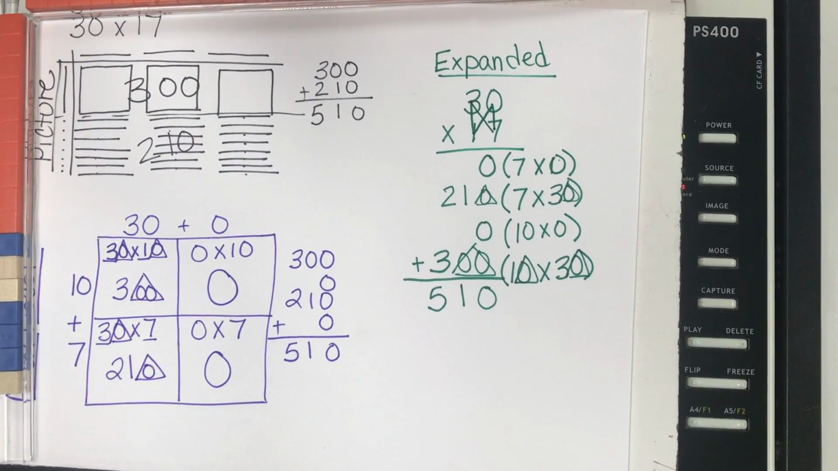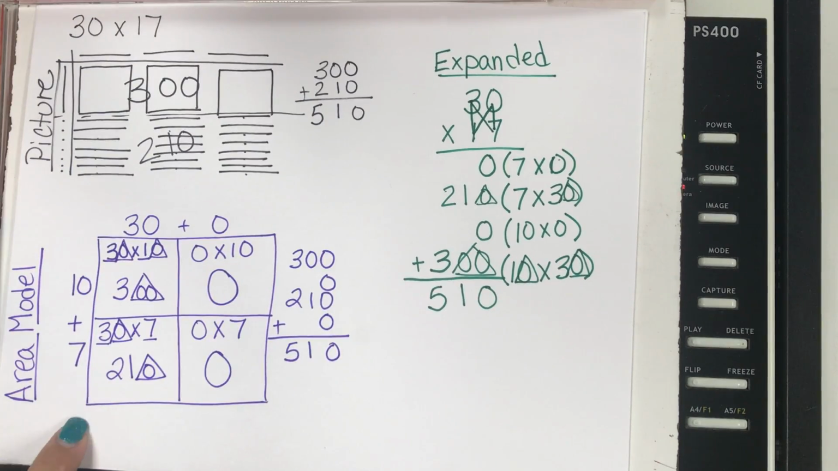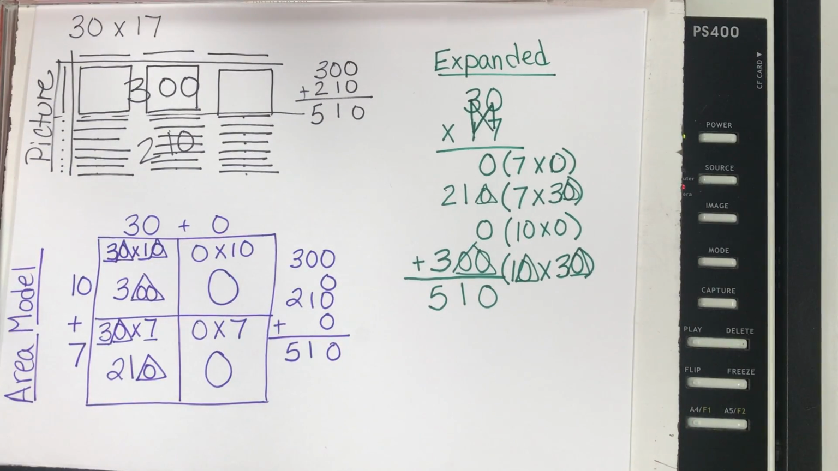Okay. So right this second, how many strategies do you have to solve a 2-digit by 2-digit multiplication problem? 4 different ways. You have with base 10 blocks, you have using a picture, you have your area model, and you have your expanded form, your expanded multiplication. Okay? 4 different ways that you can solve a 2 by 2 multiplication problem. Okay?